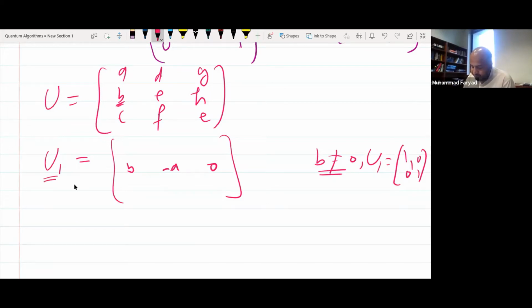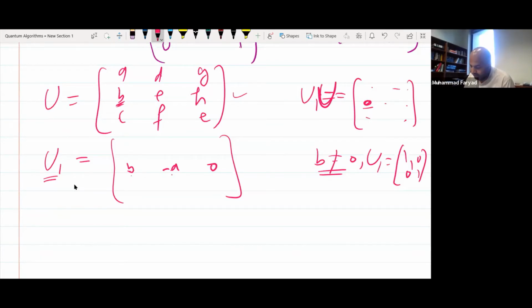I am trying to find a U1 such that if I multiply this U1 with U, I get a matrix that could have anything anywhere but a 0 at this place, at the second entry place in this first column. So to get this 0, I need to have a second row which has a structure like this.